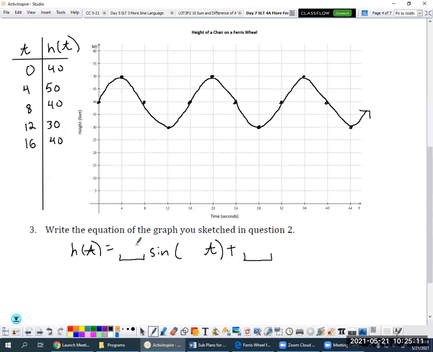Okay, hopefully you put in the very front 10 because that's always the radius of the wheel. And over here at the end, you put plus 40 because that's always the height above the ground of the center.